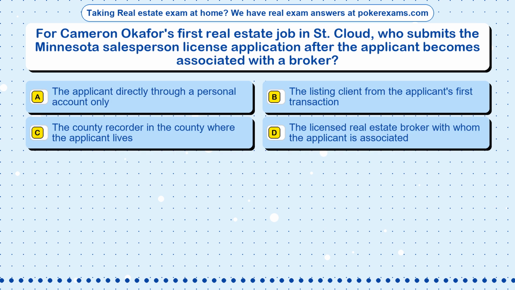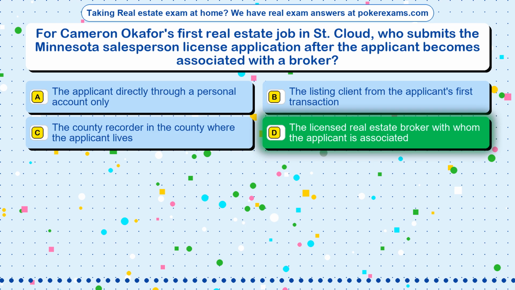Question 40. For Cameron Okafor's first real estate job in St. Cloud, who submits the Minnesota salesperson license application after the applicant becomes associated with a broker? Option A, the applicant directly through a personal account only. Option B, the listing client from the applicant's first transaction. Option C, the county recorder in the county where the applicant lives. Option D, the licensed real estate broker with whom the applicant is associated.